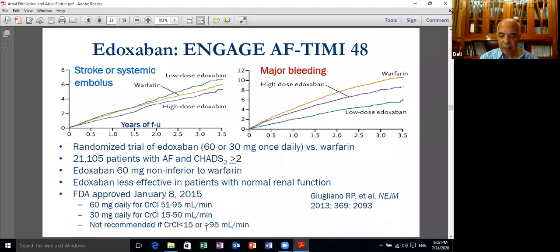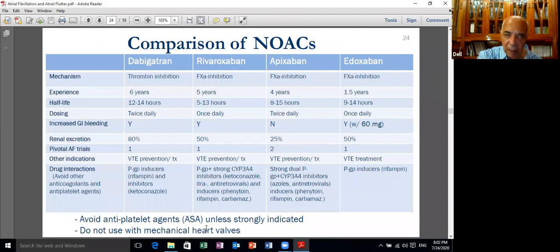Remember, in the initial stage of diabetic nephropathy, you get an increase in the GFR, so you have to be watchful of that. If the GFR is above 95, supernormal, then this is a contraindication to it.